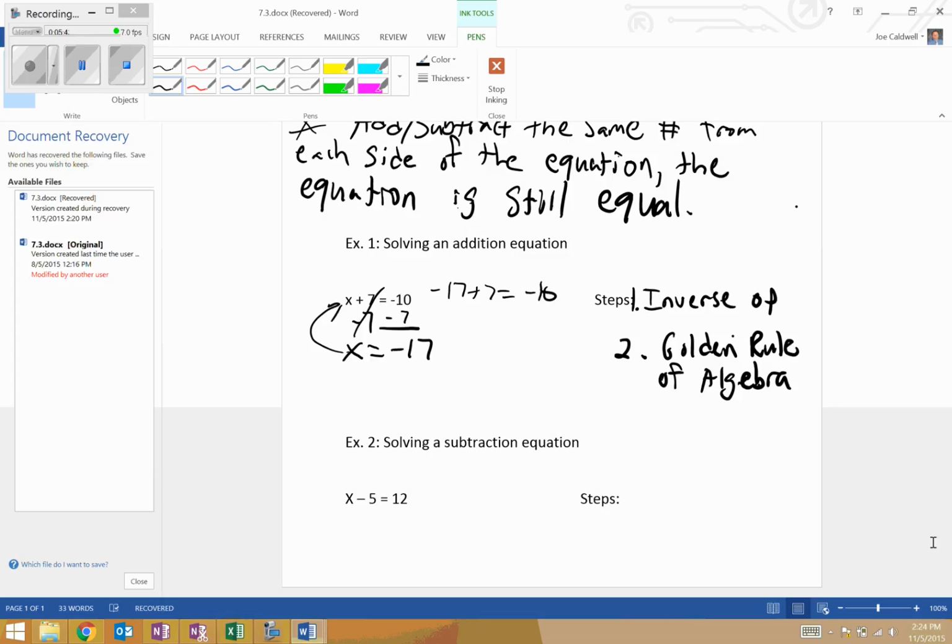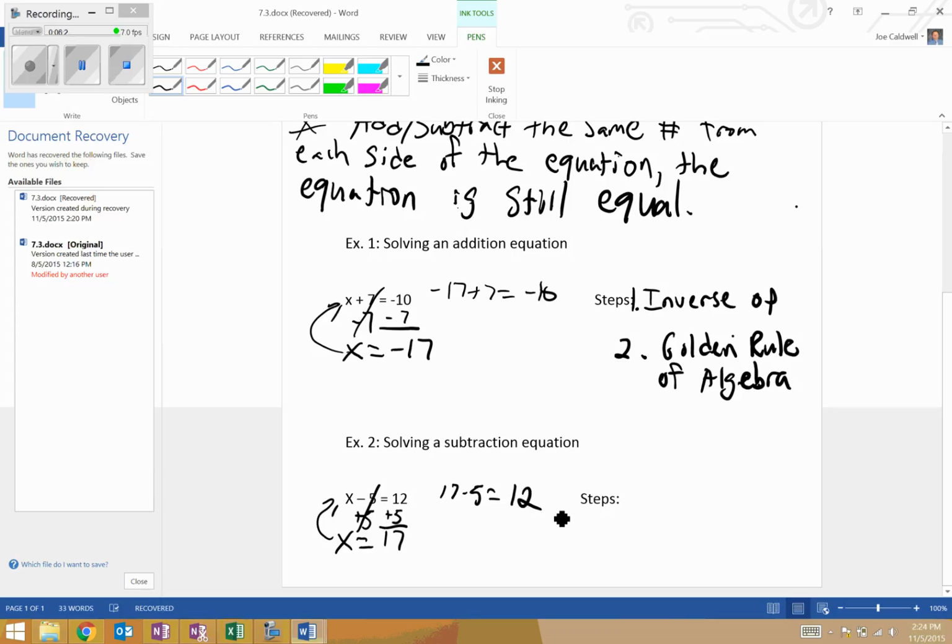You want to look and see what is being done to the x. Well, 5 is being subtracted from it. So what's the opposite of that, to get everything around the x to cancel out? I would want to add 5 to that. Minus 5 plus 5 is going to cancel out and leave me with just x. But whatever I do to one side, I have to do to the other side. That's going to leave me with x equaling 17. I can plug it back in. 17 minus 5 does indeed get me to 12. And so that is how we do it.